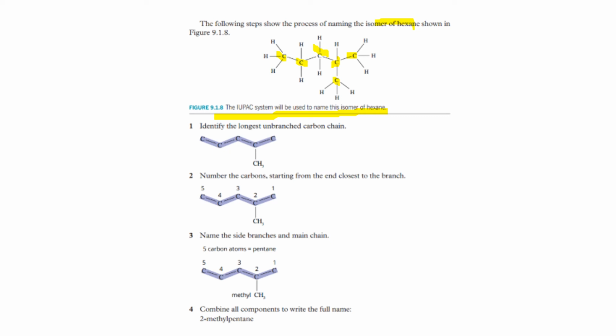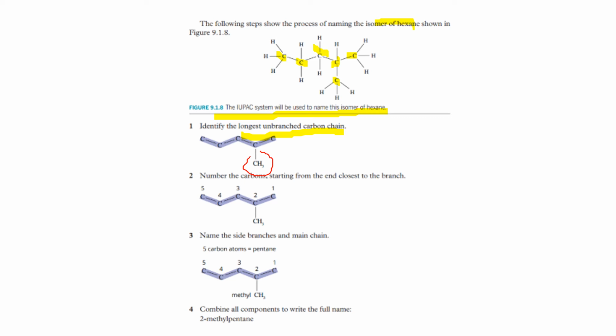So step 1 is to identify the longest unbranched carbon chain. In this case, there's 5 carbon. The one at the bottom here is actually your side chain, and that cannot be part of the naming of that particular main structure. So step 2, number the carbon starting from the end closest to the branch. So you have 5 carbon.